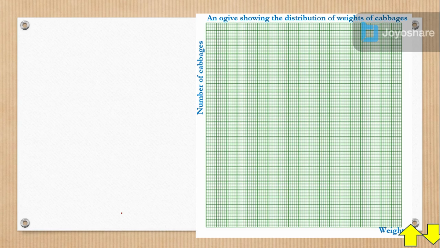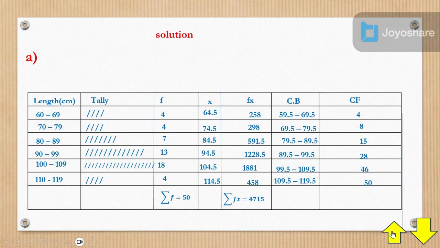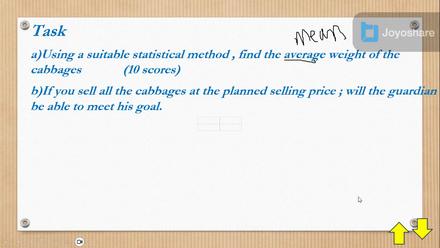Okay, now next we must go and see from the graph where we shall determine what the mean is. Remember, mean is a weight, so we draw our graph. Let's see specifically what they are asking in part B. If you sell the cabbages at the planned selling price, will the guardian be able to meet his goal?